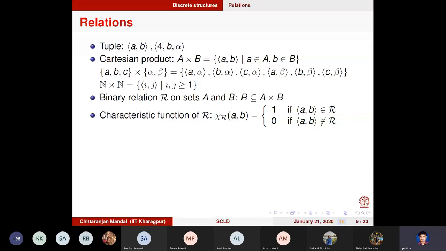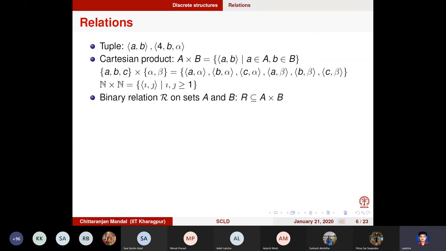You can take examples. For example, let ABC be the set of all countries, say 3 countries, say India, Bangladesh and Pakistan, or 3 states, let's say Punjab, Haryana and Tamil Nadu. So these are 3 states, and alpha, beta are some cities, let's say Chandigarh and Chennai.